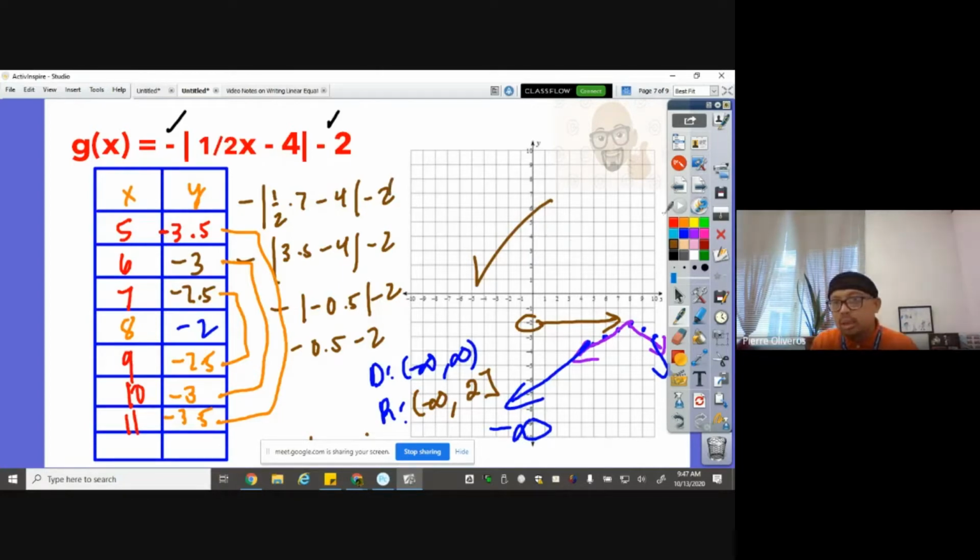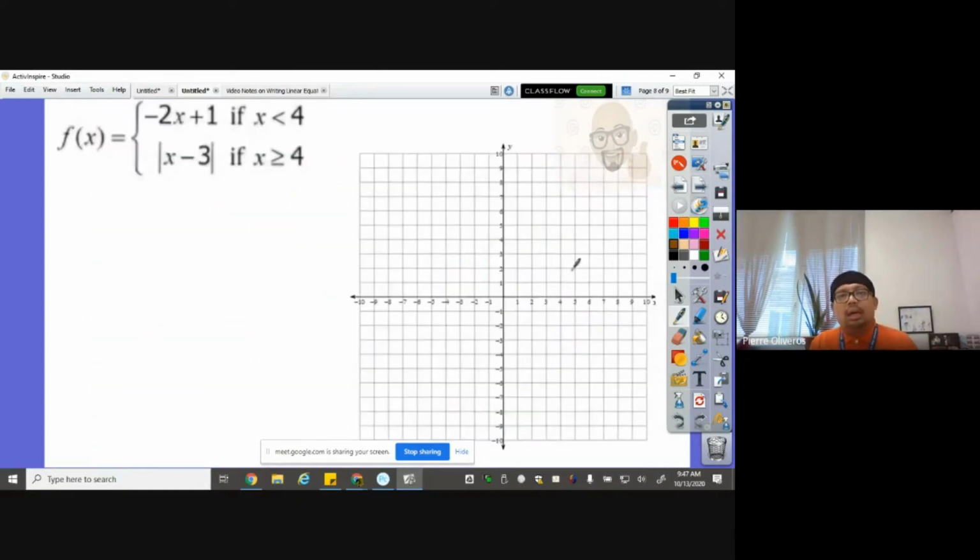One last one, we're going to do the piecewise function. This time it's a combination of two. So we have learned already how to do piecewise, and we have learned already how to graph piecewise with linear and constant. Now we're going to mix it up with absolute value.